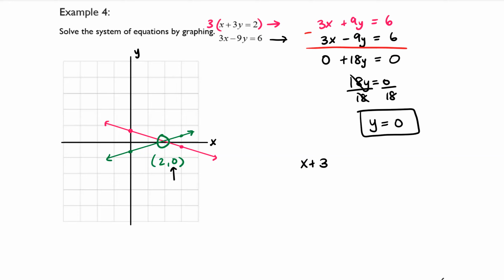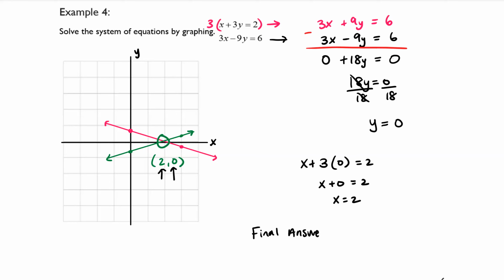So we get x plus 3y. I'm going to replace y with 0. And 3 times 0 is 0, so I get x plus 0 equals 2. And that is just x equals 2. So that matches with what I guessed earlier based off of the graph, but it's nice that we just make sure. So our final answer is 2, 0.